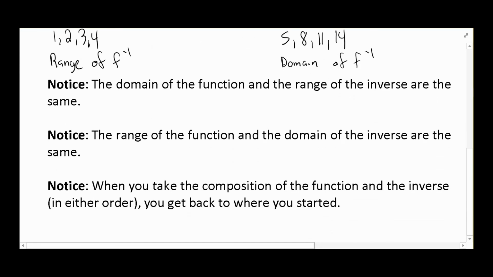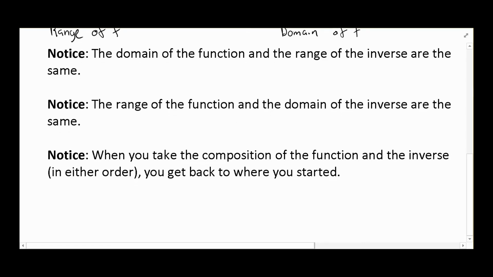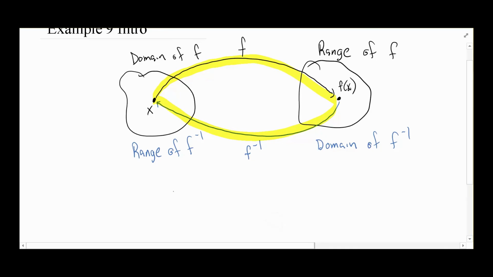And lastly, when you take the composition of the function and the inverse in either order, you get back to where you started. Let me go back to my blob picture to write this out in symbols. So if we do the composition that we start with f and then we apply f inverse, we get back to where we started. So that means if I start with x, then I apply f, then I apply f inverse, I should get back to where I started.